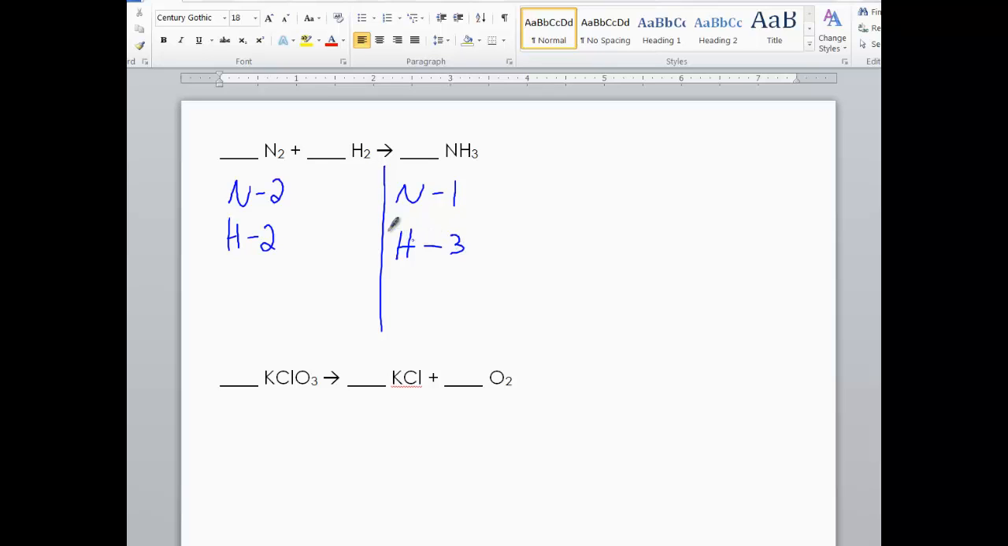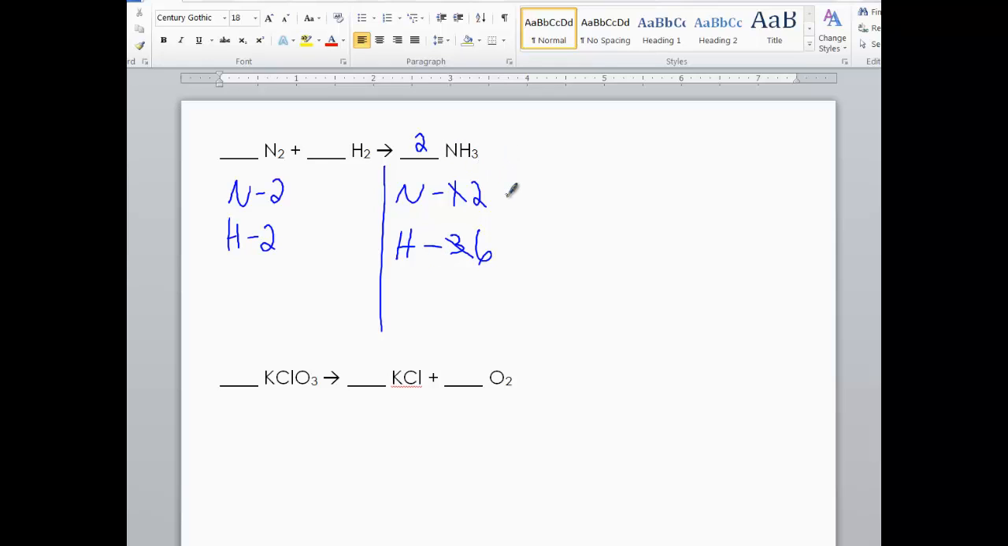So working with these now, I can see how many of each one I have. So I've got 2 nitrogens and 1 nitrogen. I need to balance that out. So I need to find some way of multiplying this. So I'm going to multiply this by 2. So I'm going to put a 2 here. And when I do that, that becomes 2 nitrogens, but I'm saying I have 2 of this ammonia compound. So I have 2 nitrogens, but now I have 6 hydrogens. This is the distributive property of math.